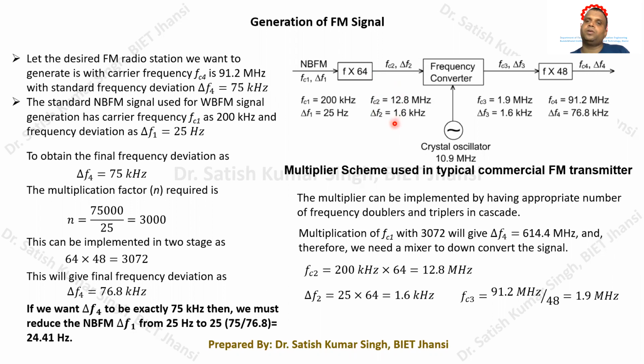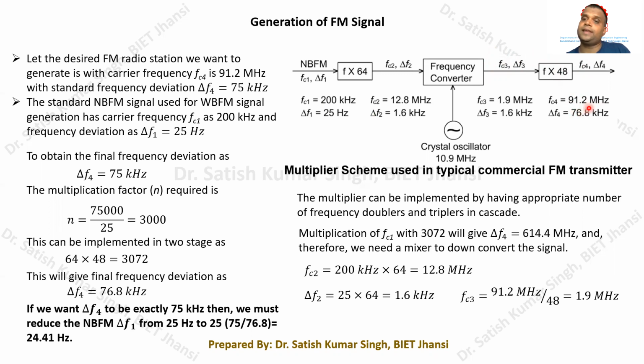So after having this, here we can calculate what should be the value of FC3. The required FC4 was equal to 91.2 megahertz, and this has been obtained after multiplication by a factor of 48. So you must be able to calculate what the value of FC3 will be that, multiplied by the factor of 48, gives you FC4 equal to 91.2 megahertz.